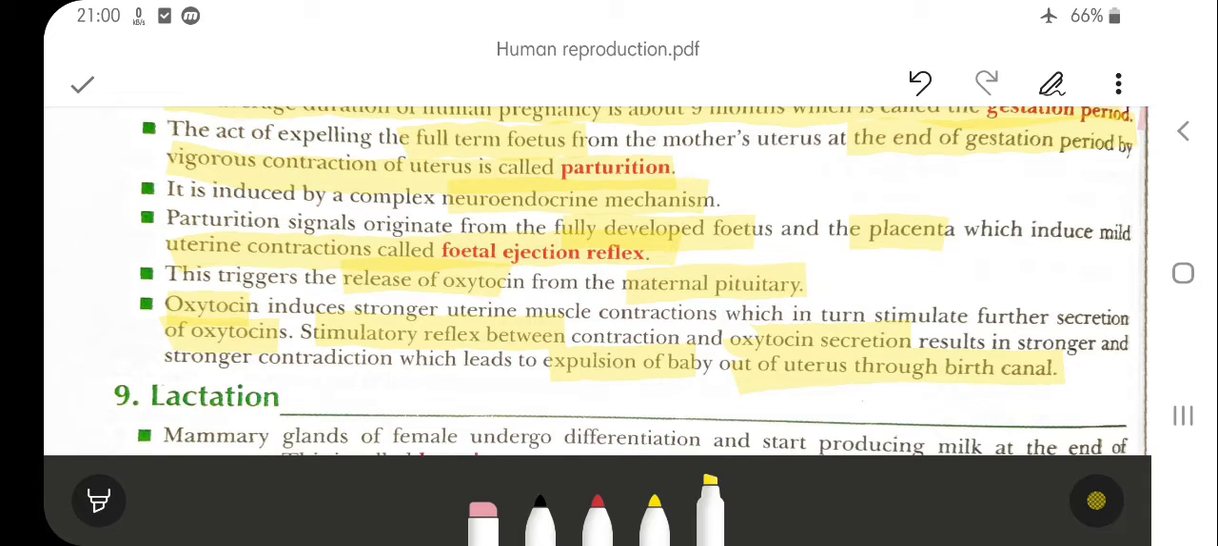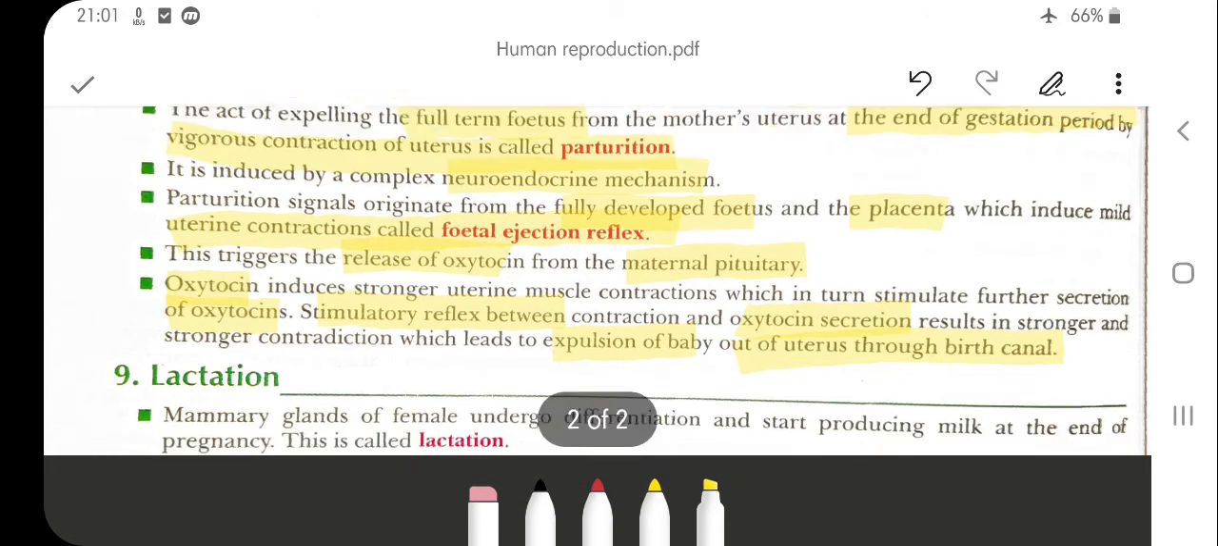And what is the fetal ejection reflex? Parturition originates signals from number 1, the fully developed fetus, and number 2, the placenta. This signal induces mild contraction in the uterus, and with the trigger of the hormone oxytocin, the contraction goes on stronger and stronger, which leads to the expulsion of the baby out of the uterus through the birth canal.